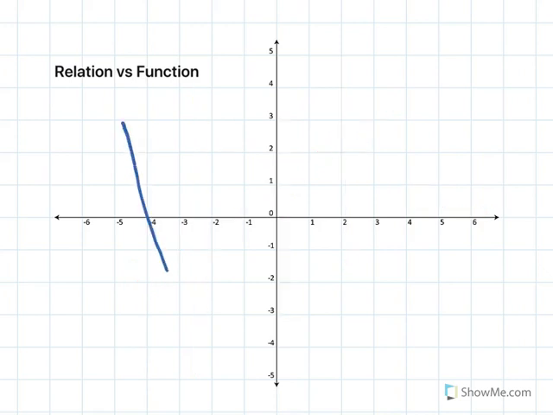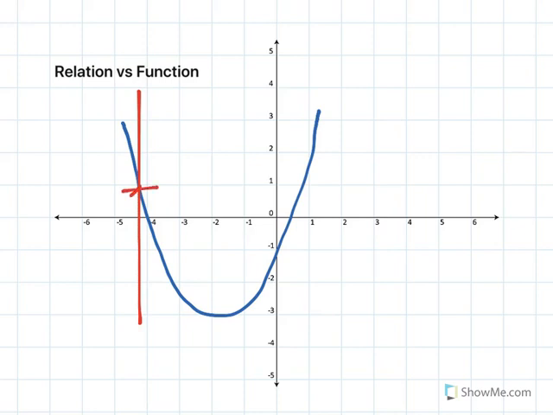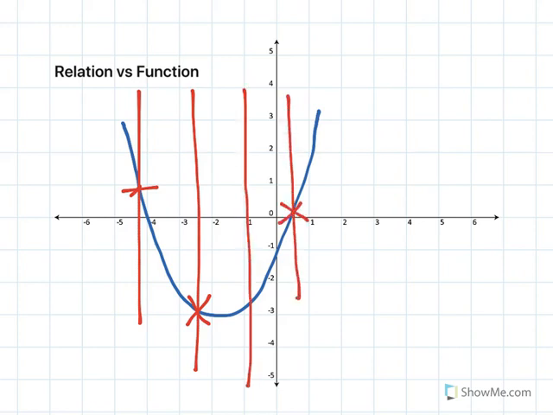If I draw a curved shape, this is called a parabola, but I bring the vertical line down, it still only intersects at one point. No matter where I draw the vertical line, it intersects that parabola at one point. So that is also a function because it passes the vertical line test.